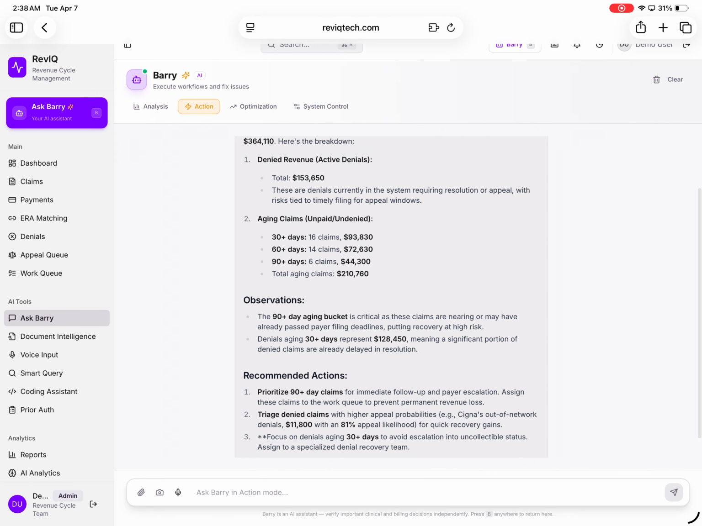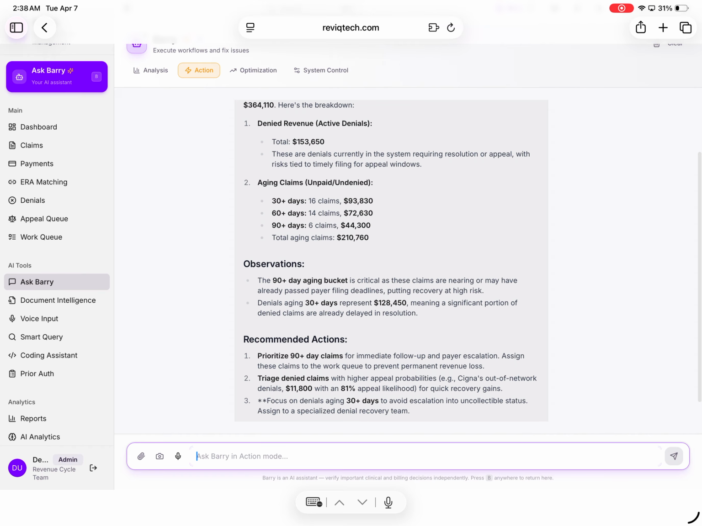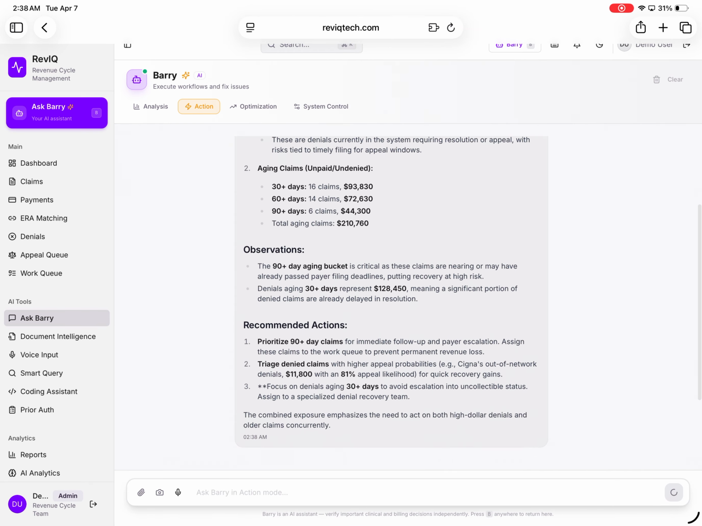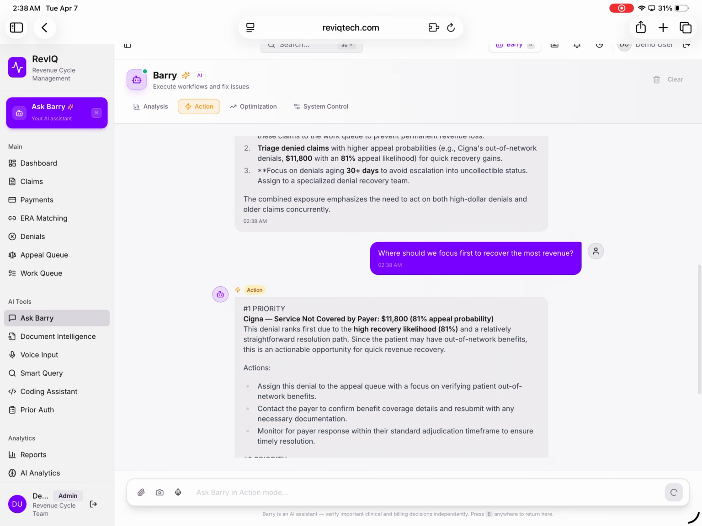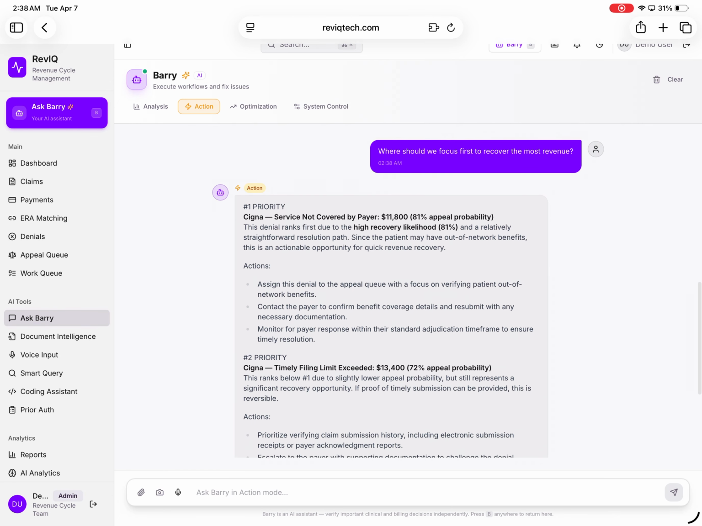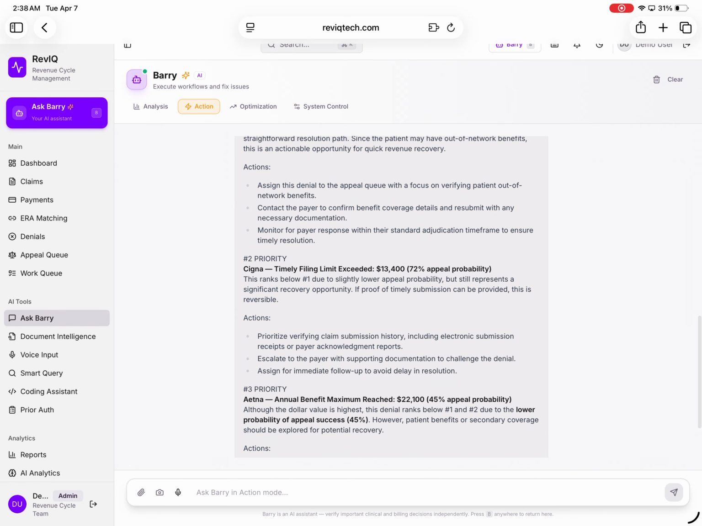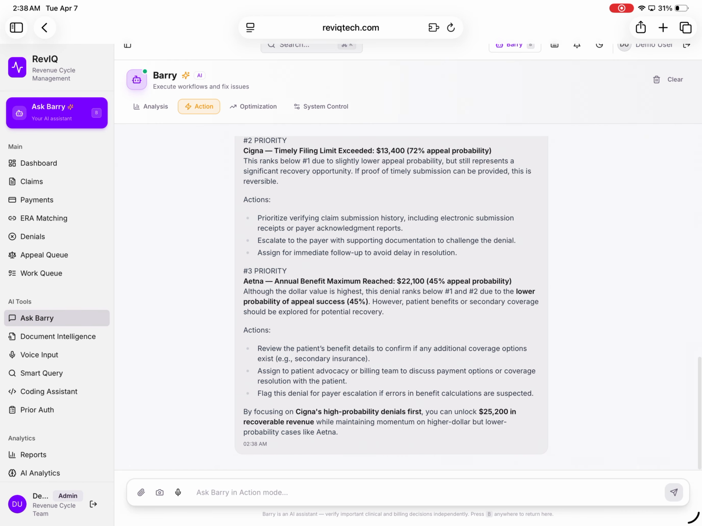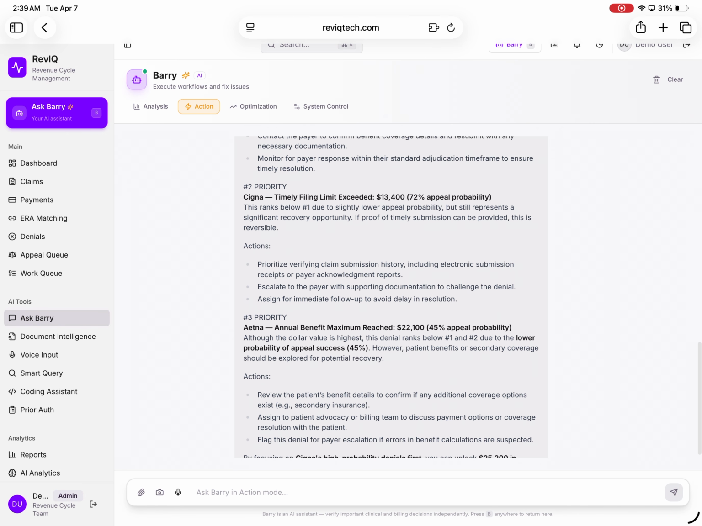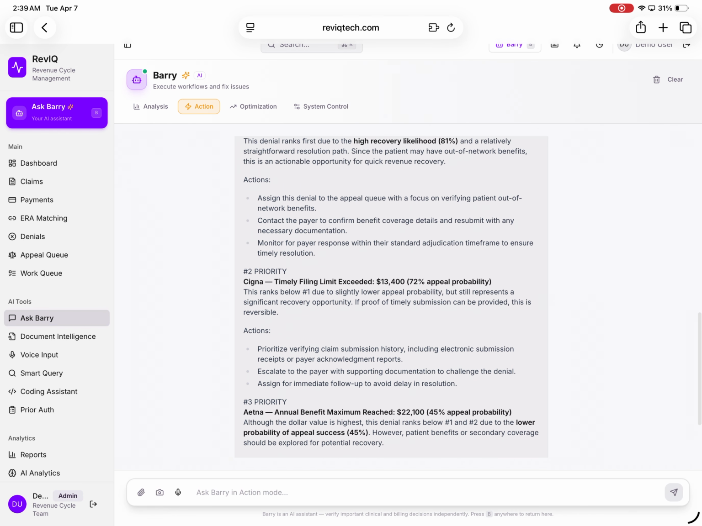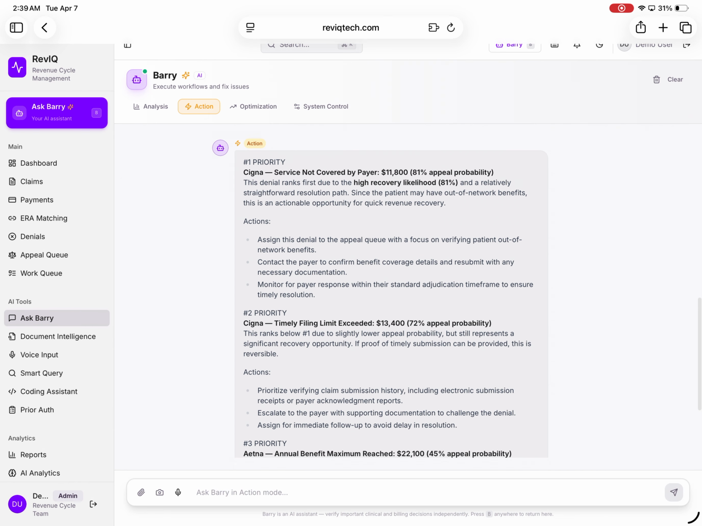Now that we have that, there's really only one question left. Where should we focus first to recover the most revenue? Now you're not just seeing problems, you're seeing ranked opportunities. What to work on first based on impact, probability, and urgency. So instead of asking, what happened to our revenue? You can answer, where is it stuck? What's at risk? And what do we do about it? Right now. And that's really the difference. Barry isn't just data. It's not just insight. It's decision-making in real time.